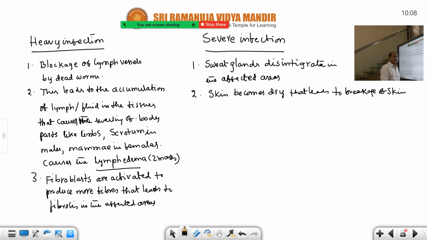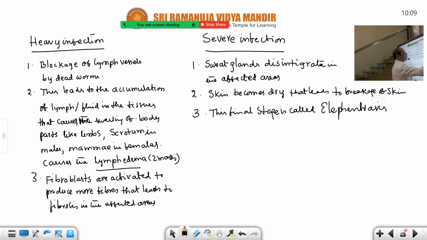That leads to breakage. So nobody can come to your rescue if you reach this final stage. Nobody can stop it. Even God cannot come to our rescue to control this disorder. So, skin becomes dry and that leads to breakage of skin. This final stage is called elephantiasis. The severe infection is nothing but elephantiasis. Disintegration of sweat glands and dryness of skin leading to breakage are the symptoms of elephantiasis. Generally, people say filariasis and elephantiasis are one and the same, almost, caused by Wuchereria bancrofti.